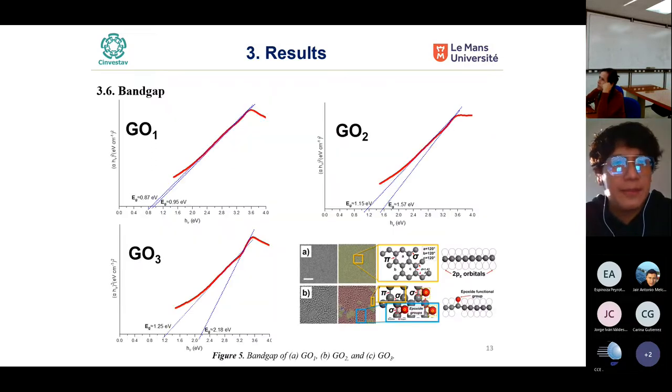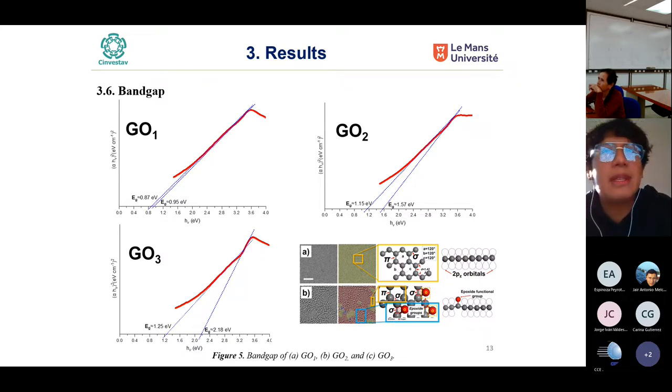53.9%. So almost finally, we calculated the bandgap of these different materials. It's important to say that in this case, we observed how the bandgap increased according to the level of oxidation.